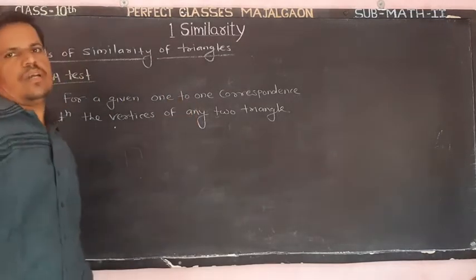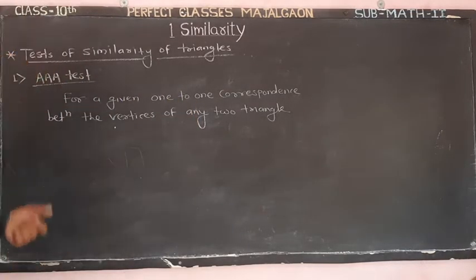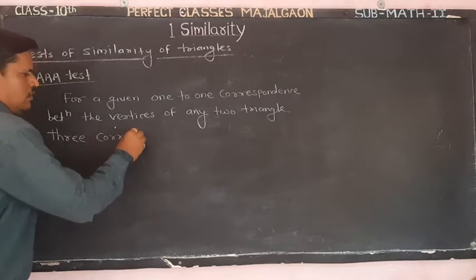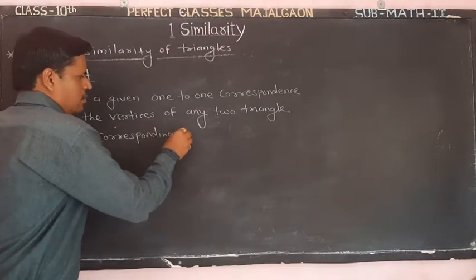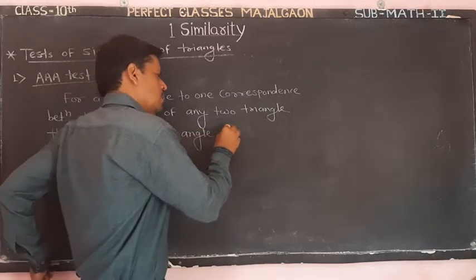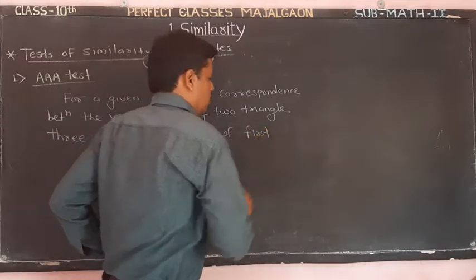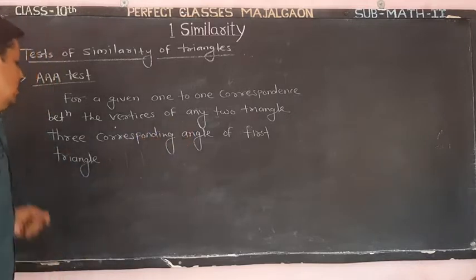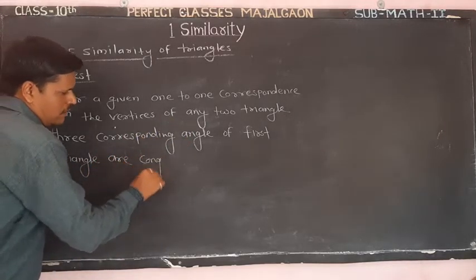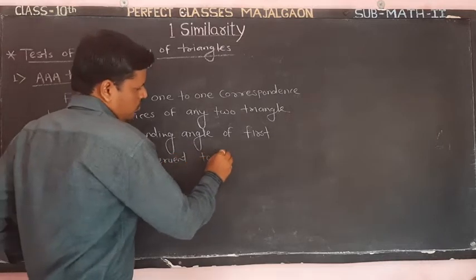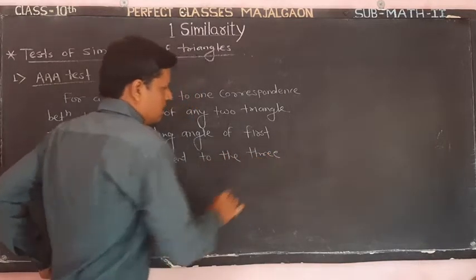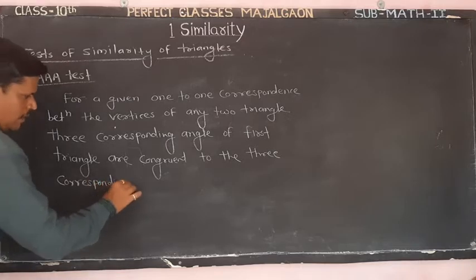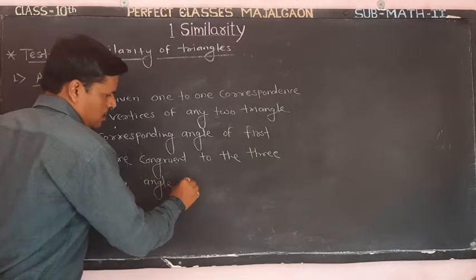for a given one-to-one correspondence between the vertices of any two triangles, three corresponding angles of the first triangle are congruent to the three corresponding angles of the other triangle.